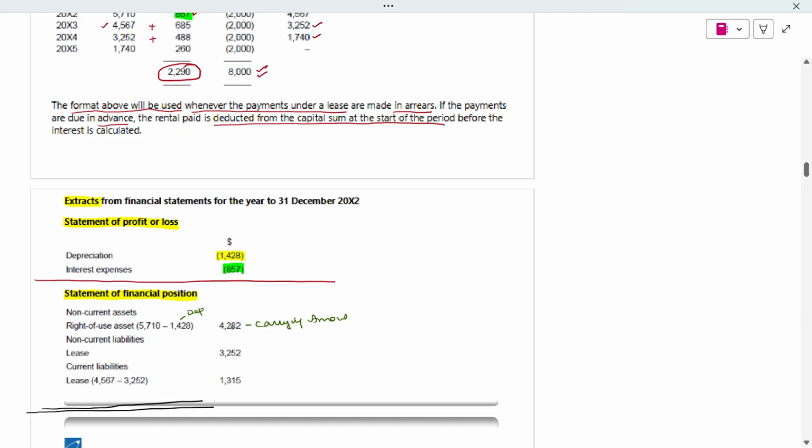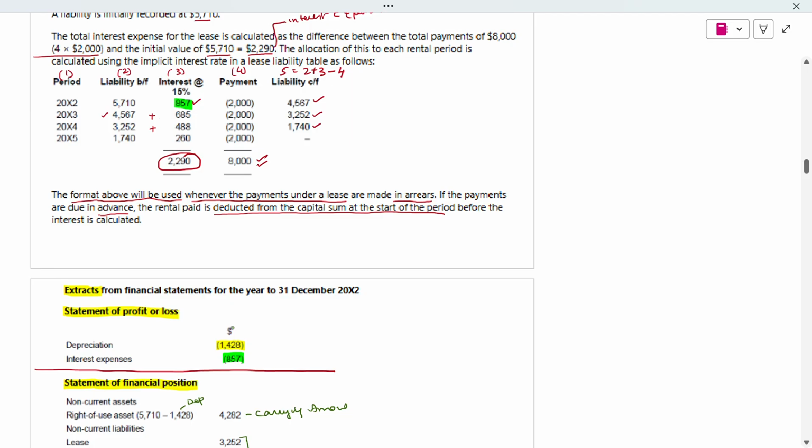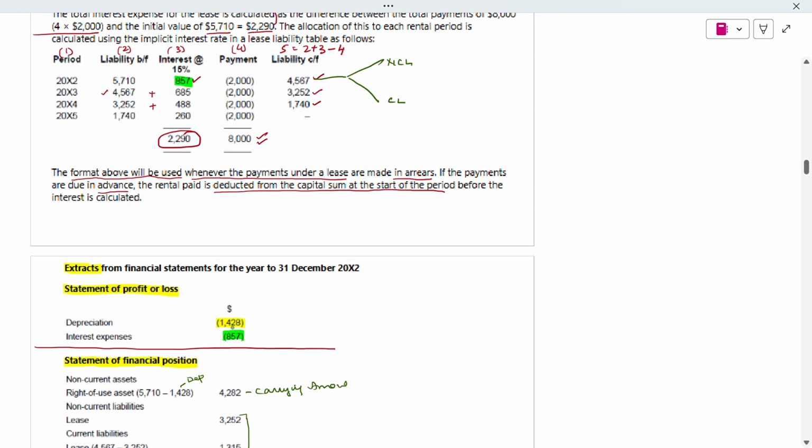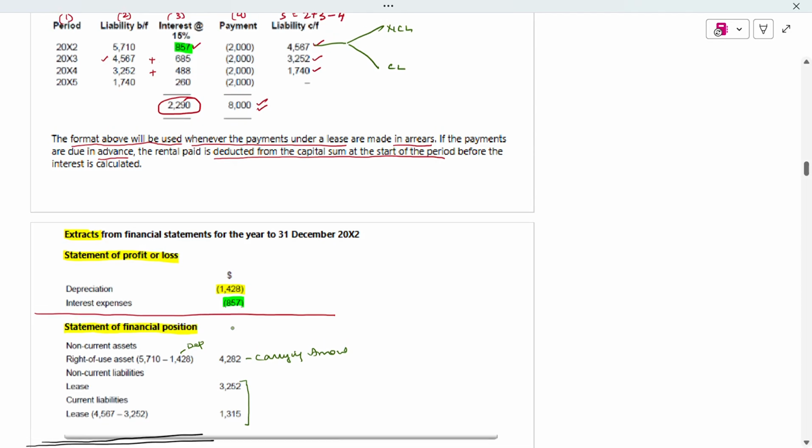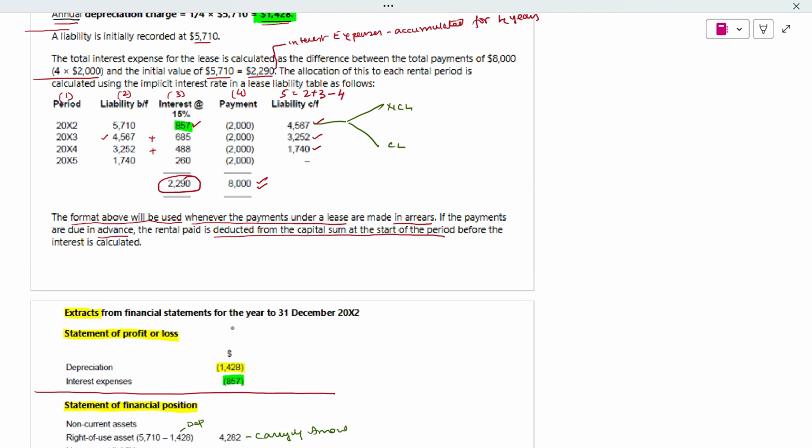Yes. Okay. Now lease liability. This is very important. How much is the closing balance? This closing balance will be divided into non-current liability and current liability. See, very simple. Closing balance. How much is the difference between these two?